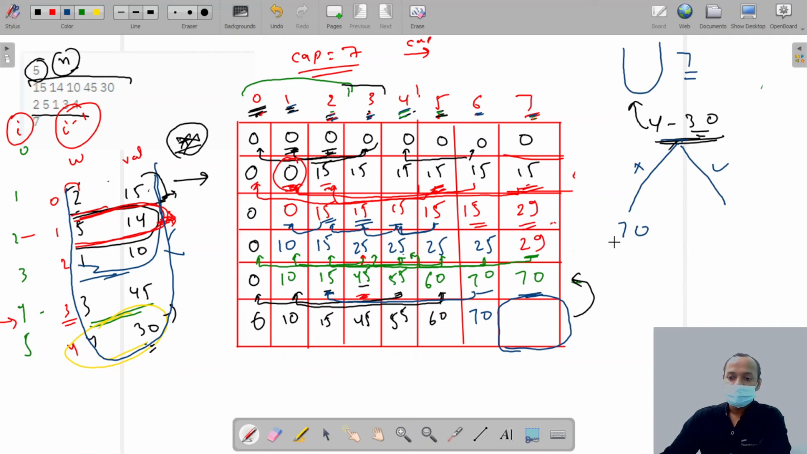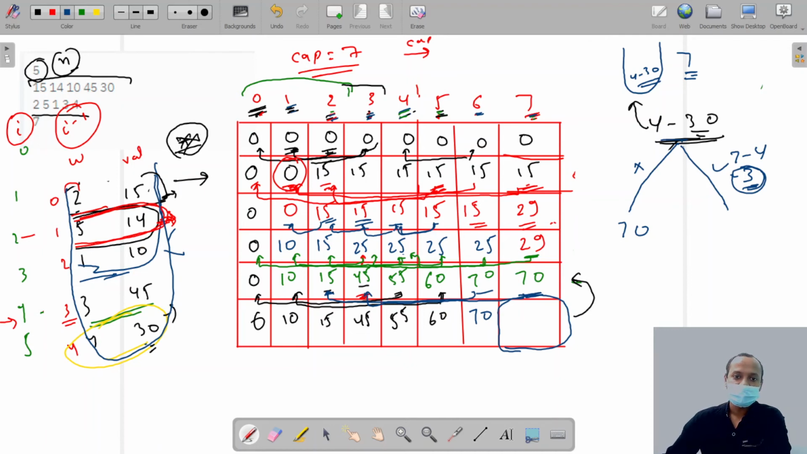All right. Now if we include, it means if we put this item in our bag, what do we get? If we put this item in the bag, now the capacity is 7 minus the weight of the item, that is 3. Now see what we get if the capacity of the bag is 3. Now see here, we get 45. The capacity of the bag is what?